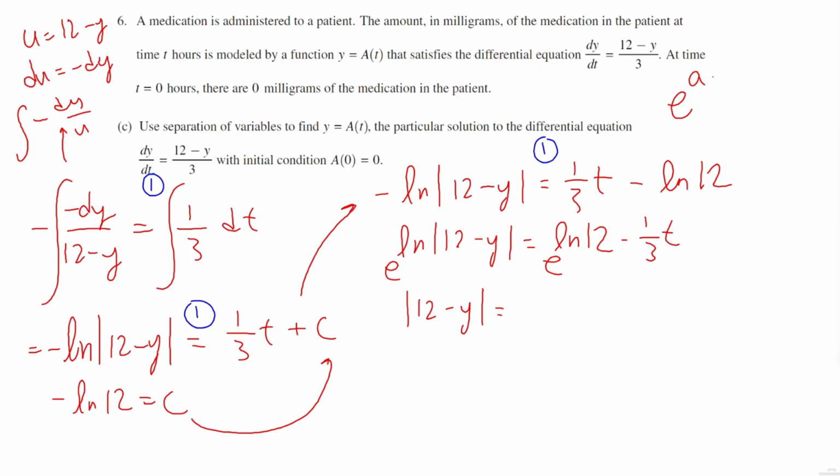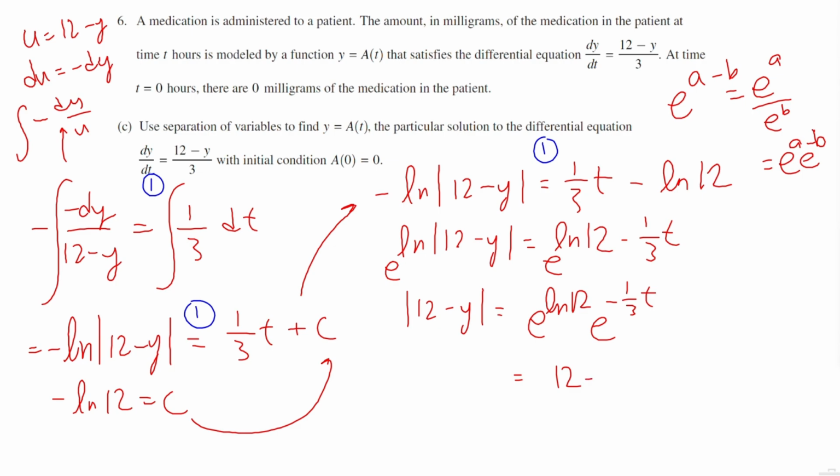When we have e to the a minus b, that can be written in one of two ways. It can be written as e to the a over e to the b, or it could be written as e to the a times e to the negative b. Okay? And so I'm going to rewrite this as e to the ln 12 times e to the negative 1/3 t, which is going to let me turn e to the ln 12 into just 12.